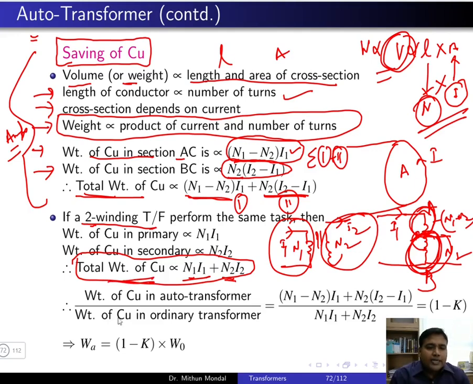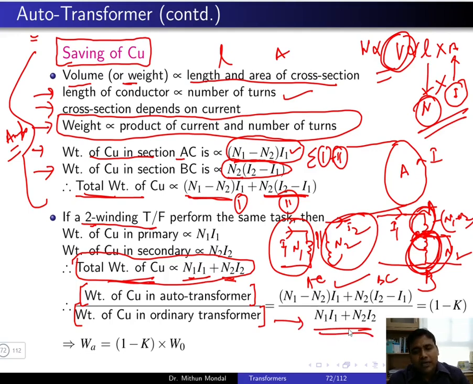Now if you take the ratio of weight of copper in an auto transformer by weight of copper in an ordinary two winding transformer, what are we going to get? Basically, the weight of copper in the auto transformer we have derived as (N1 minus N2) into I1 plus N2 (I2 minus I1). We derived it from two quantities, one is AC and another is BC. And the weight of copper in a two winding transformer is straightforward: N1 I1 plus N2 I2.